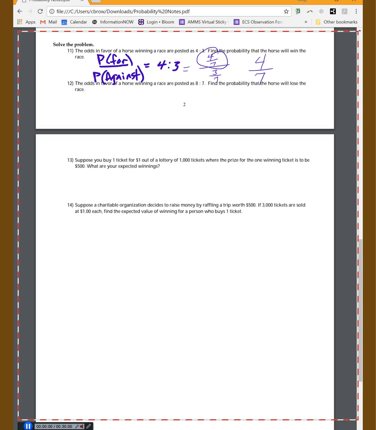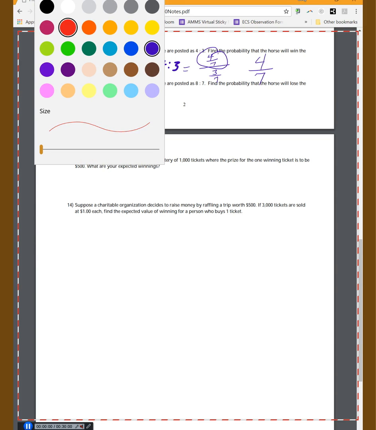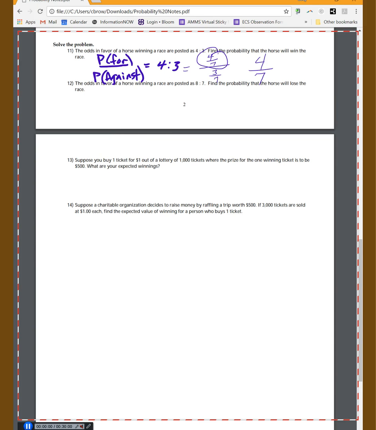Now, knowing what we know now, we can approach number 12. The odds in favor of a horse winning a race are posted as 8 to 7. Find the probability that the horse will lose the race. So again, they're trying to be a little tricky here with the whole losing the race thing. Okay, so be careful with that.